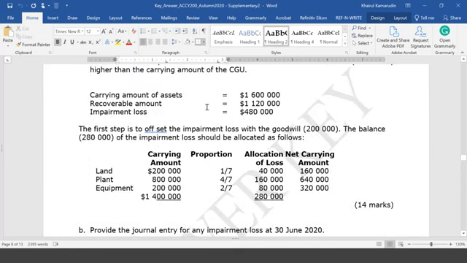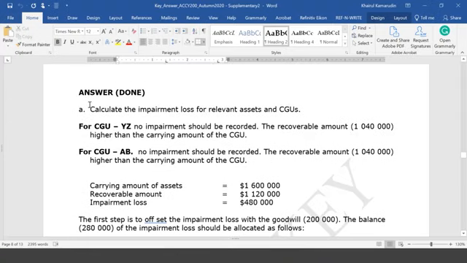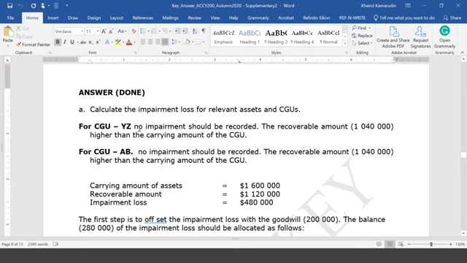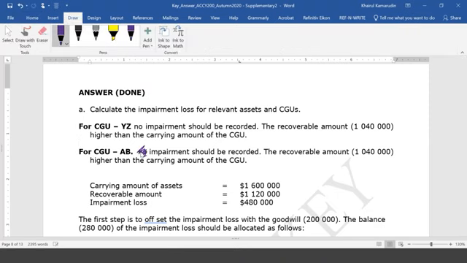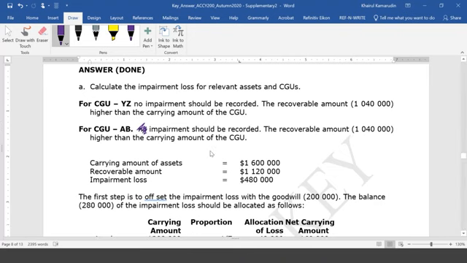Okay, this is the answer. Let me just read for you. For YZ, no impairment should be recorded. The recoverable amount is higher than the carrying amount of the CGU. For AB, sorry, not for impairment. Yeah, this is wrong. For AB, impairment should be recorded. The recoverable amount is lower than the carrying amount.